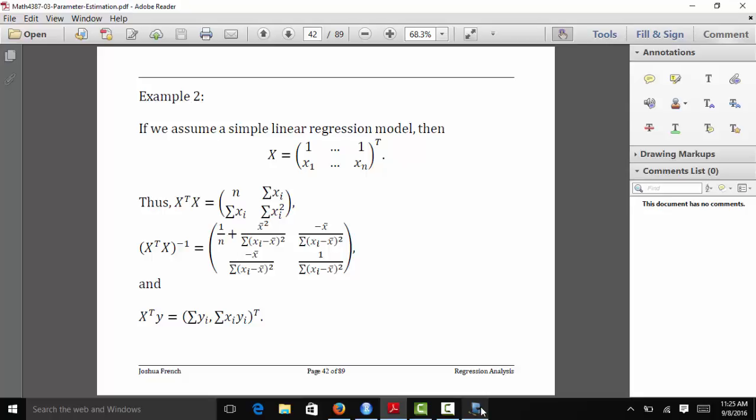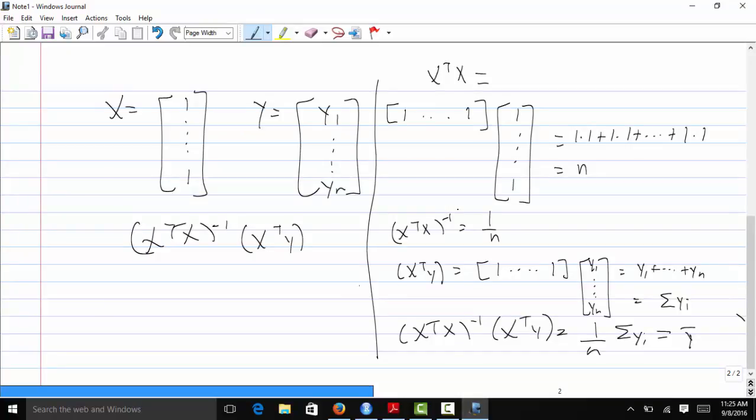Okay, well, hopefully that went well for you. In case it didn't, or in case you want confirmation that you did things correctly, we're going to work through this example together. So, as I mentioned, our X matrix here is a column of ones that corresponds to the intercept, and then our column of predictor values x1 to xn. So that's our X matrix.